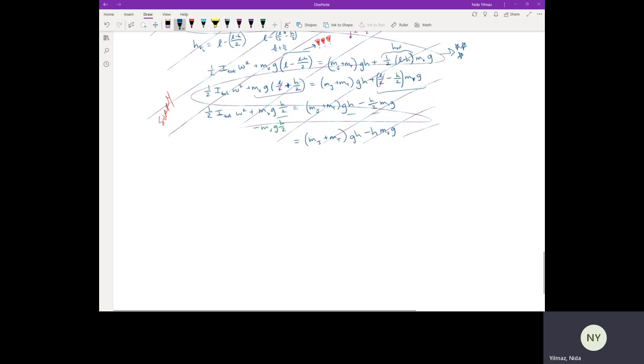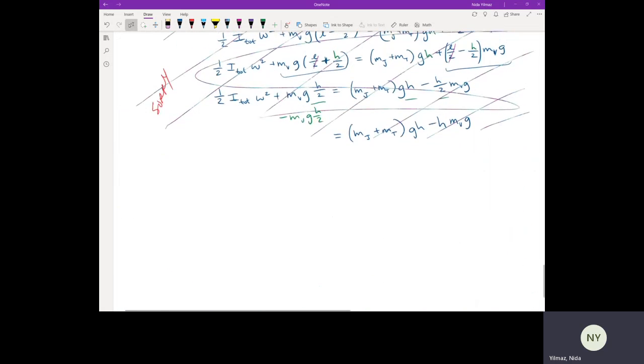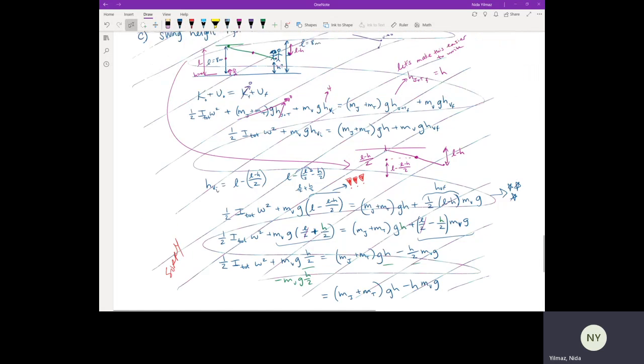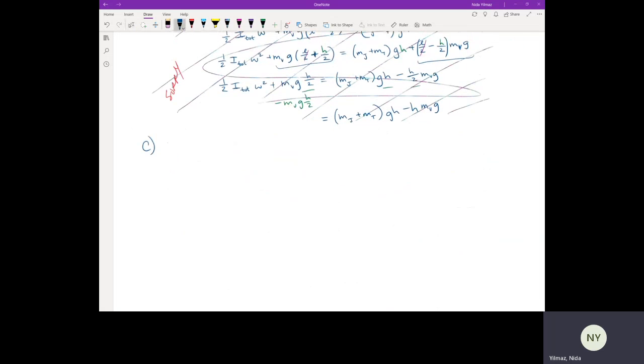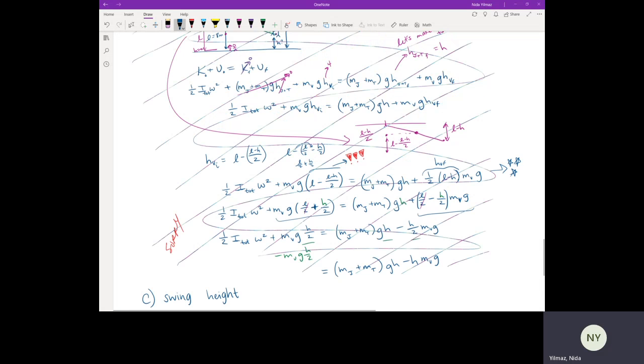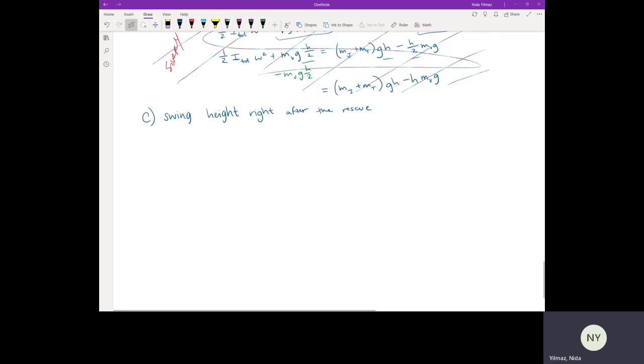Okay, so for part C, let's zoom in a little bit. There's going to be a lot of writing, obviously. So we were working with Jane and Tarzan, and we want to find the swing height for the rescue. I got confused yesterday because of how they drew the picture, but I think I know what's going on now, so we're going to quickly address that.